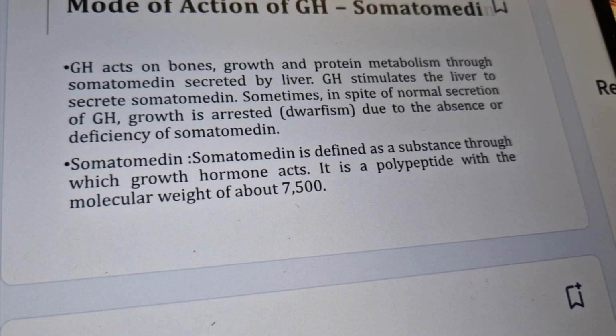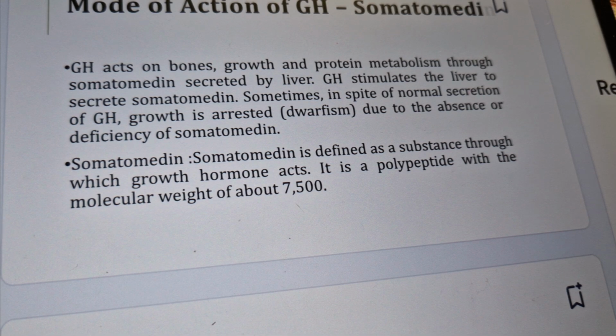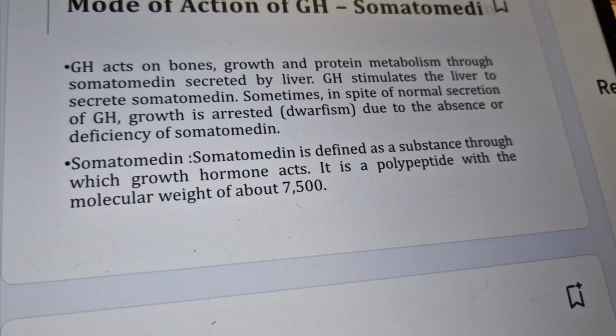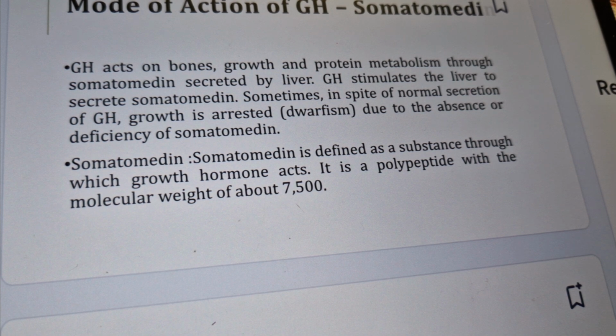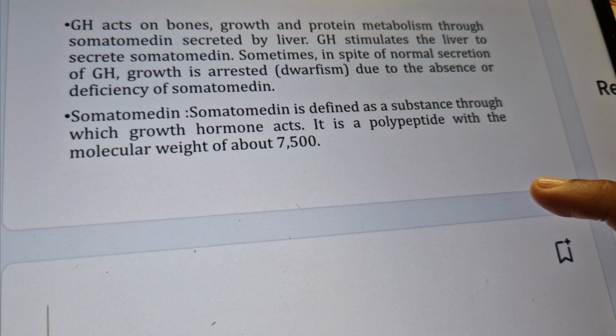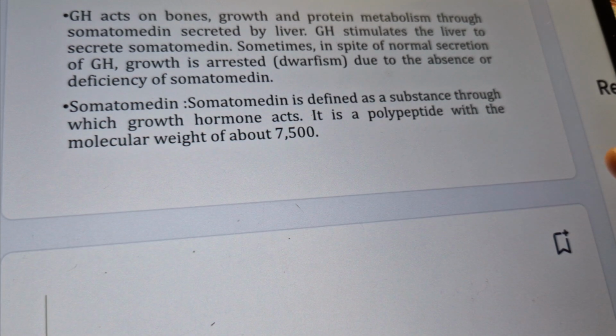This somatomedin is a hormone secreted by the liver that helps in the metabolism of protein, and protein metabolism should be there, only then will growth be there. Even though the growth hormone is normal, still there won't be any growth because of the absence or deficiency of this somatomedin. This causes dwarfism. Somatomedin is defined as the substance through which growth hormone acts. So for the action of growth hormone, we need somatomedin. Somatomedin is secreted by the liver.